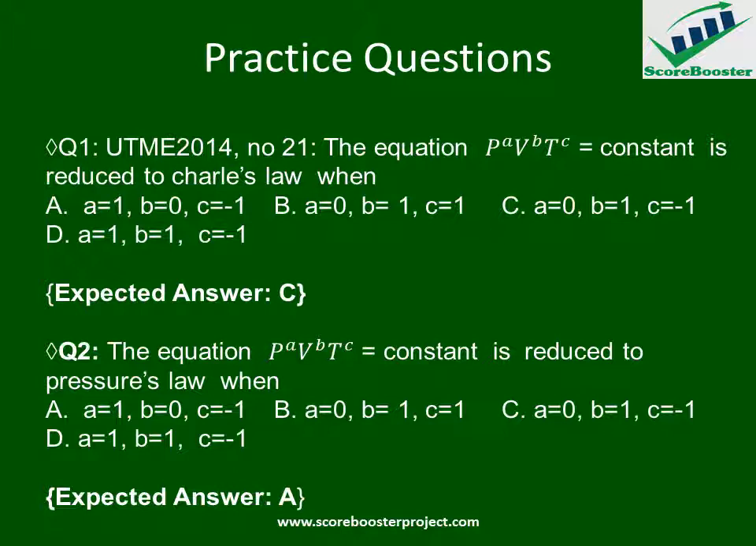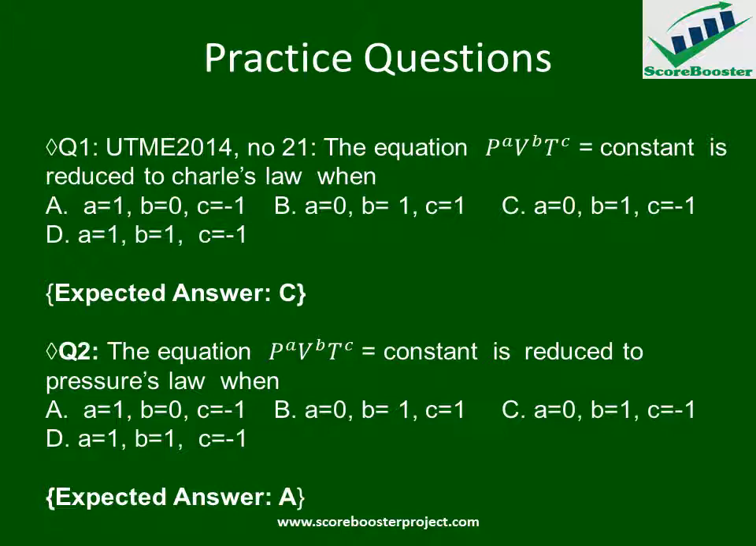Then the second question here for your practice goes thus. The equation p raised to power a, phi raised to power b, t raised to power c equals constant is reduced to Boyle's law when, I repeat, the equation p raised to power a, phi raised to power b, t raised to power c equals constant is reduced to Boyle's law when dash.